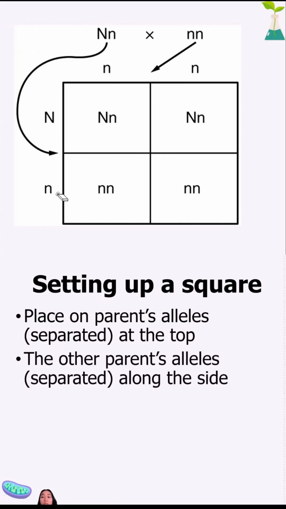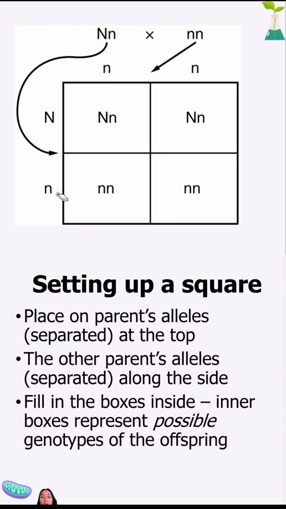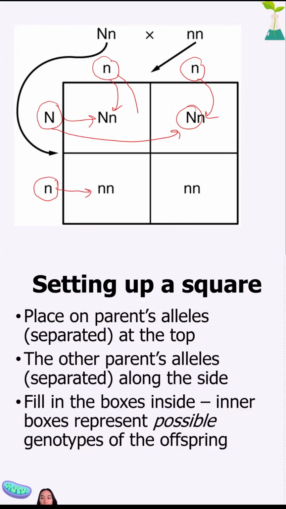It doesn't matter which parent goes where, as long as one parent is at the top and one parent is along the side, and you've separated their alleles. Then you just fill in the boxes inside. I'll start with the top row here. I see a capital N, so I'm going to put one there, and then the lowercase n is there. This capital N is coming from here, and the lowercase n from here. Then you go down the bottom row as well. We have a lowercase n for that row, and the column is also a lowercase n, and same thing here and there. So that is pretty much how you fill in the Punnett square.